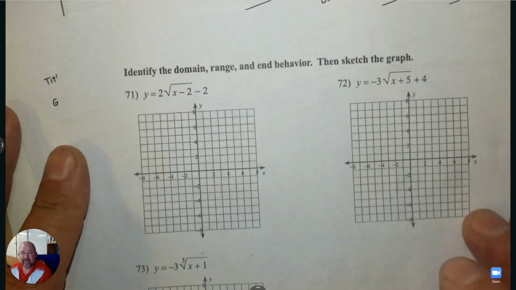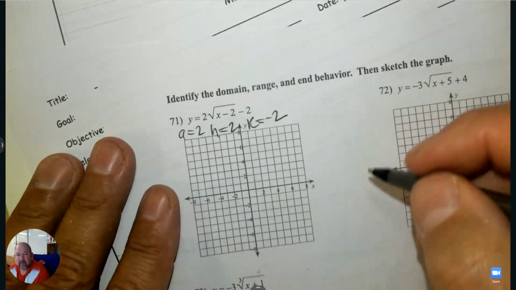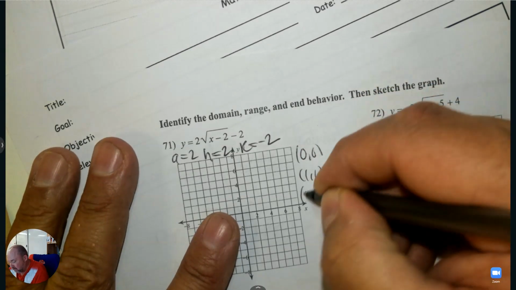Last page. We got there. What does A equal? 2. What does H equal? 2. What does K equal? Negative 2. So for a square root, the 3 points are 0, 0, 1, 1, and 4, 2.